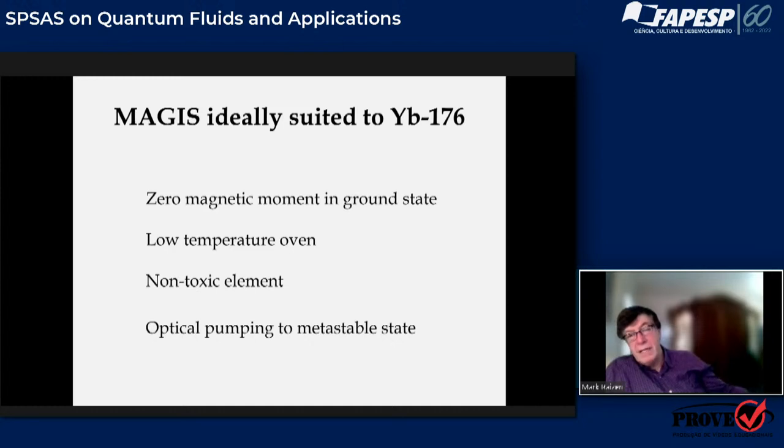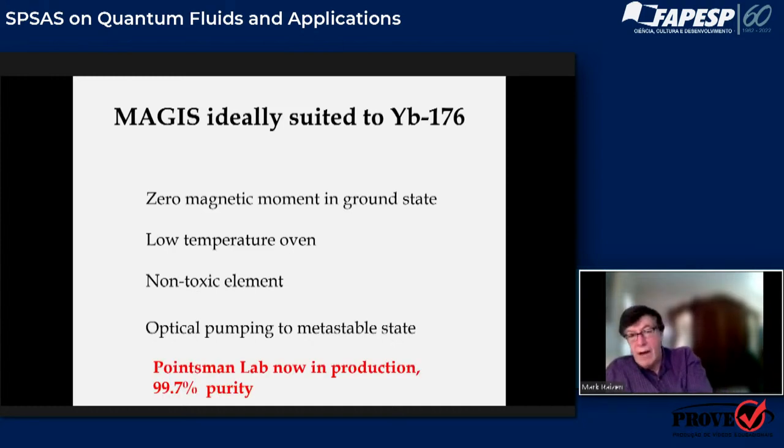The oven is pretty low temperature, convenient, like a lot of alkalis. It's non-toxic, and we can use a simple laser scheme to optically pump it to a long-lived metastable state. And I can report now in Austin that it is in production now, and we are achieving over 99.7%. I think soon we will be over 99.9% purity. That far surpasses the requirement of 99.5%. So this is what's needed.